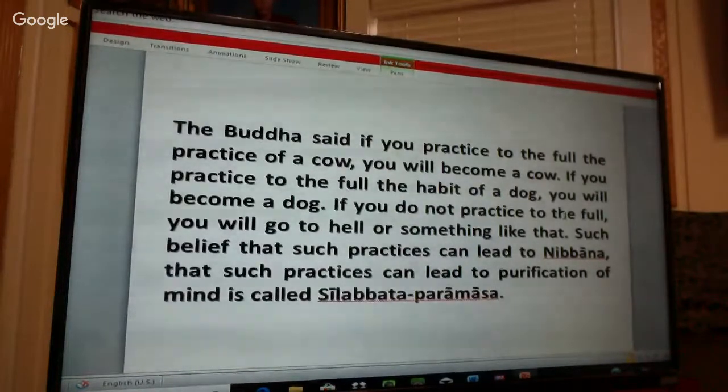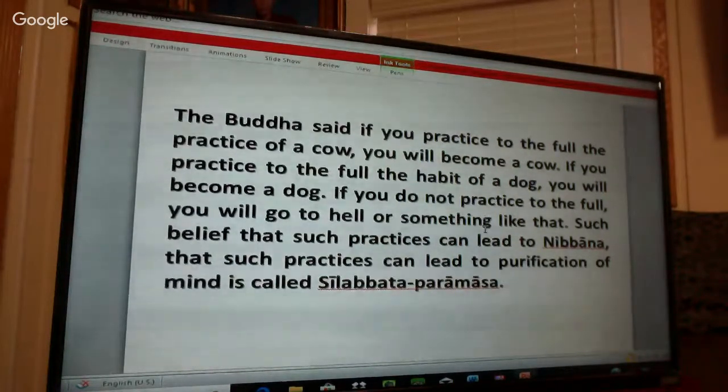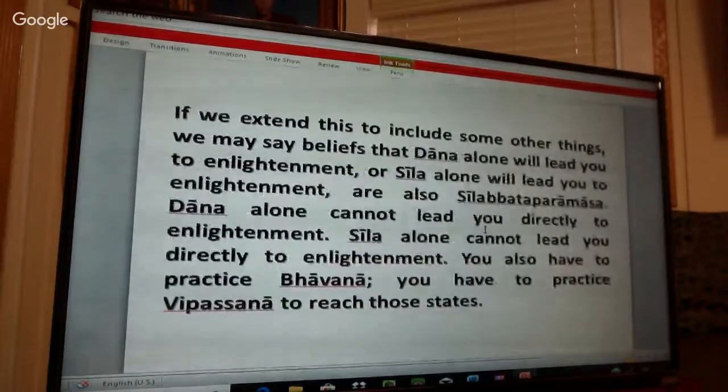So that's one. Here, such a belief that a practice can lead to Nibbāna, that such practice leads to the purification of the mind, is called Silabbata Parāmāsa. This is a kind of wrong view.